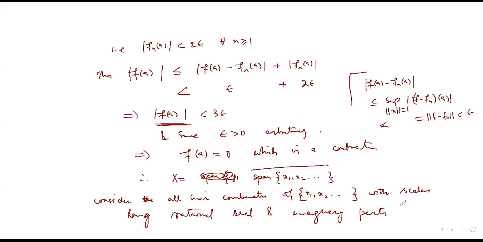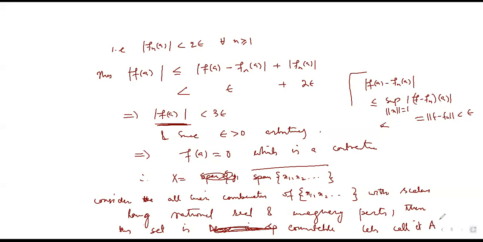Then this set is dense in span. But this set is countable. Let's call it A. चलो ए लिखते हैं.